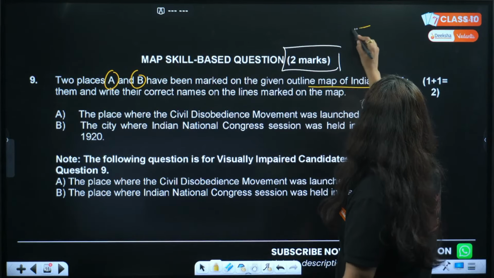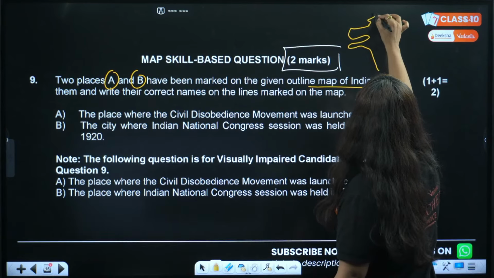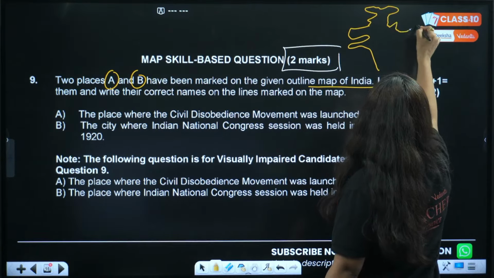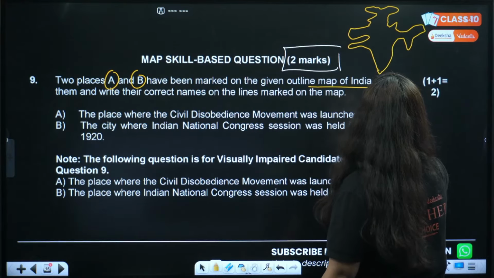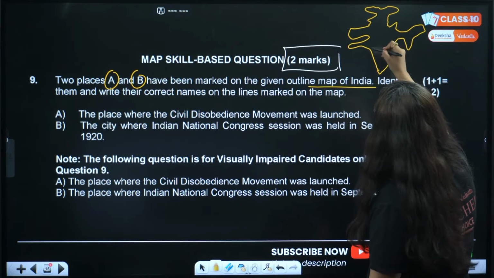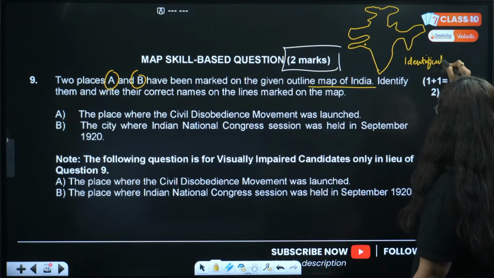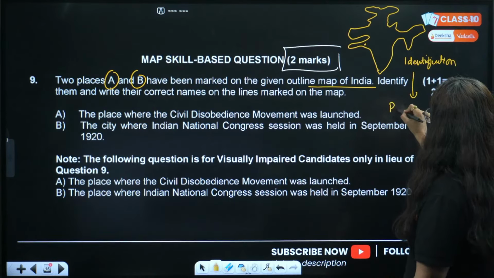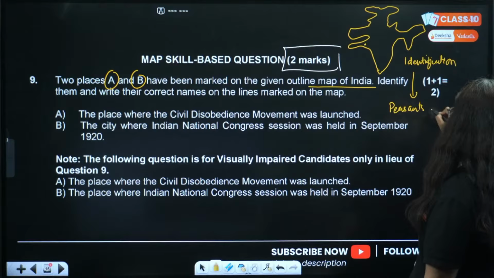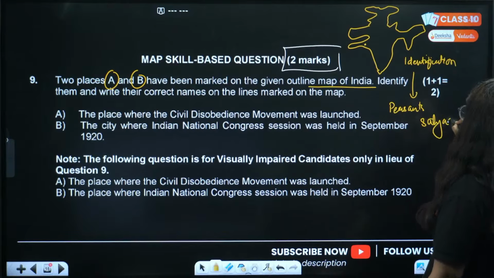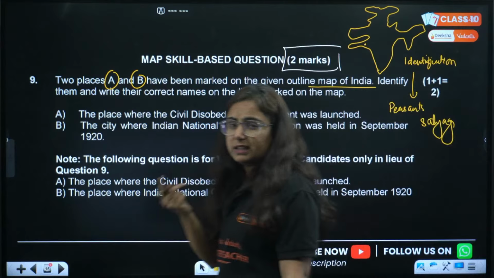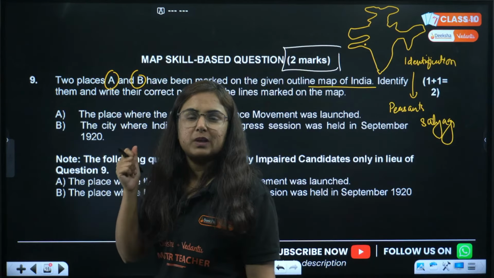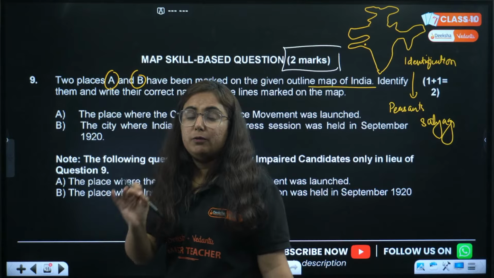For an example, I am just drawing, oh my god, so rough map of India, right? It's so rough. So they are marking a place in Gujarat here, okay? And giving you an identification for that: here is the place where peasants did satyagrah. You need to identify, where did peasants do satyagrah in Gujarat? Kheda. Okay, this is what we want to do.